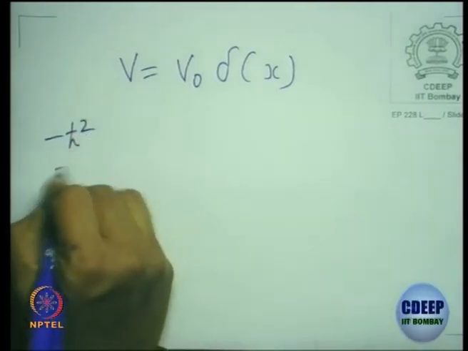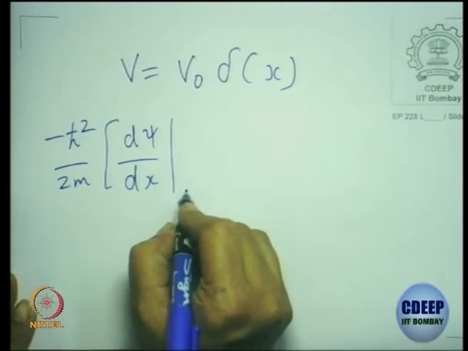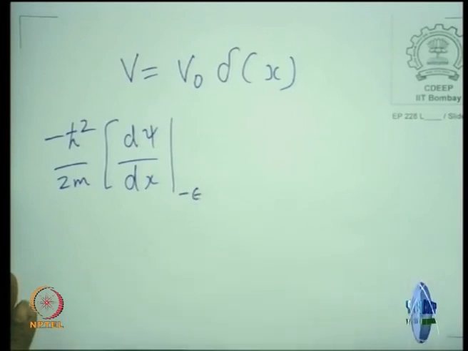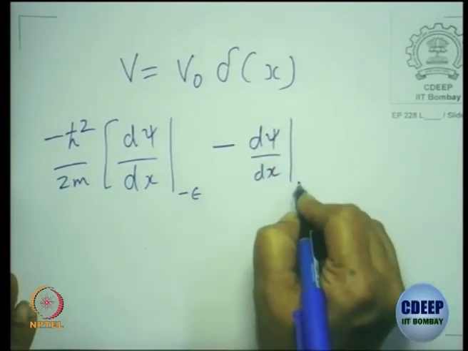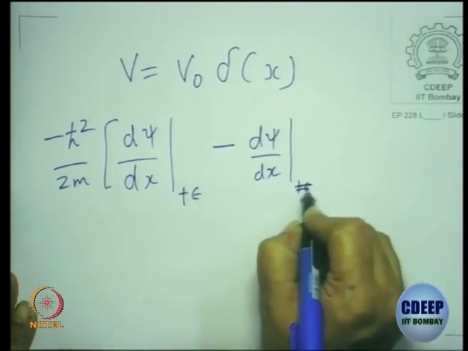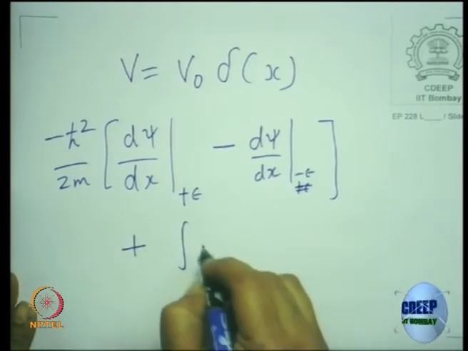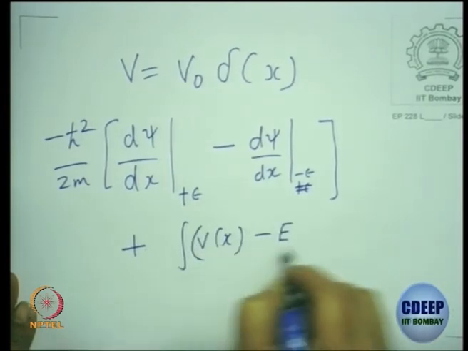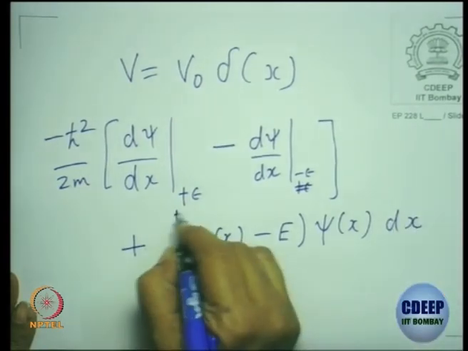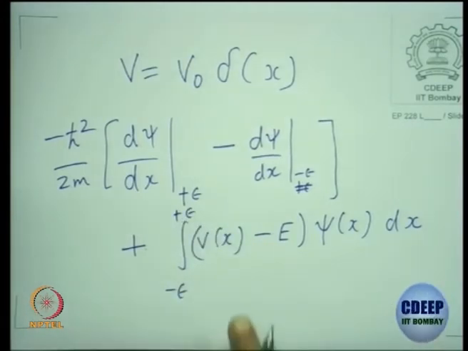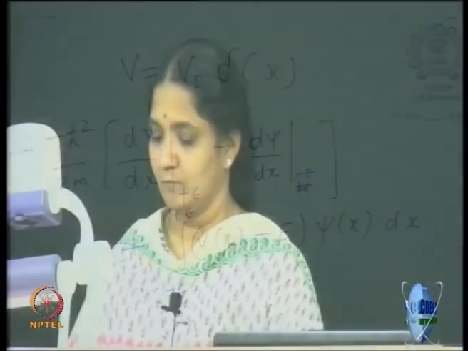We will have ħ squared over 2m, dψ/dx at epsilon, minus epsilon. Let's center it around x equal to 0: minus dψ/dx at plus epsilon, or is it the other way around, plus epsilon, and this one will be minus epsilon, plus the integral of V of x ψ of x dx from minus epsilon to plus epsilon. Is that right? And we are going to substitute for V, as V naught is a constant, and delta of x. So let's substitute that.